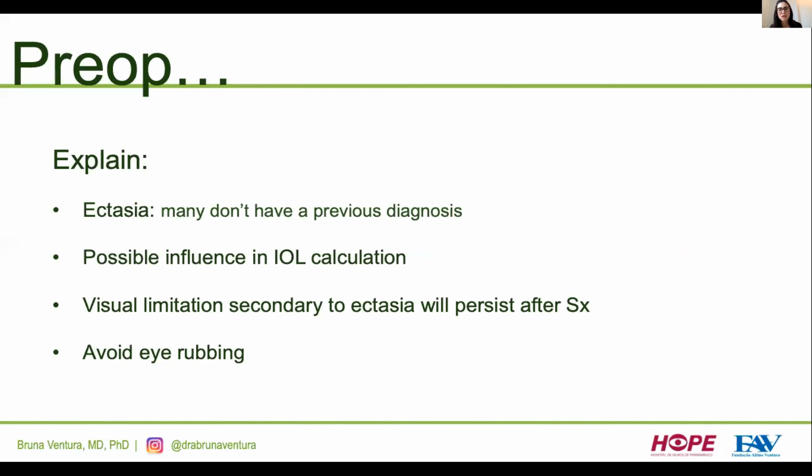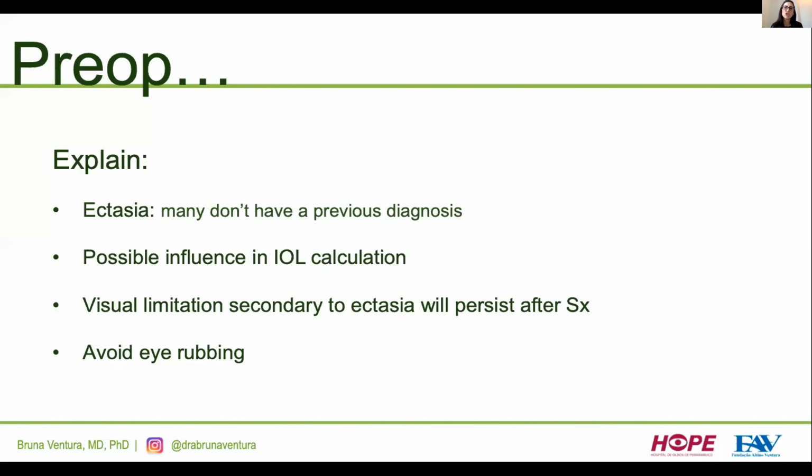So just to wrap up, I always like to point out that in these cases of cataract and corneal ectasia, it's very important to explain to the patient what ectasia is. As I mentioned previously, it's not uncommon to have patients who have not had the diagnosis previously and come to us thinking they only have cataract. It's very important for them to understand that the ectasia can influence the IOL calculation. I showed an ectasia that's pretty straightforward with regards to implanting a toric lens.